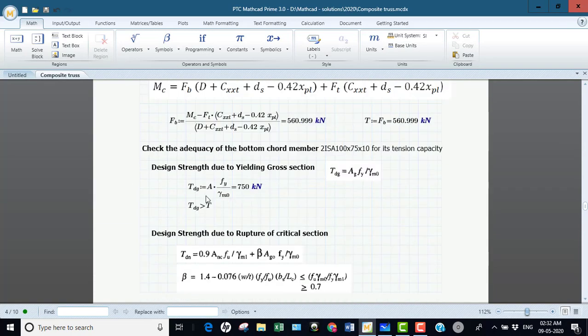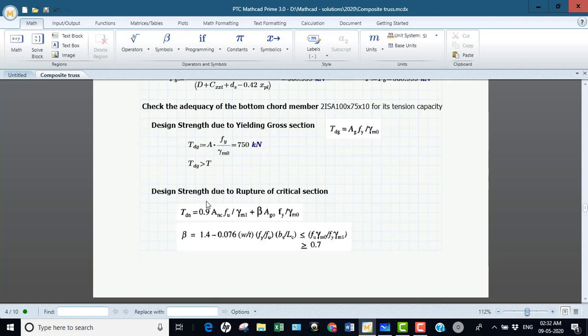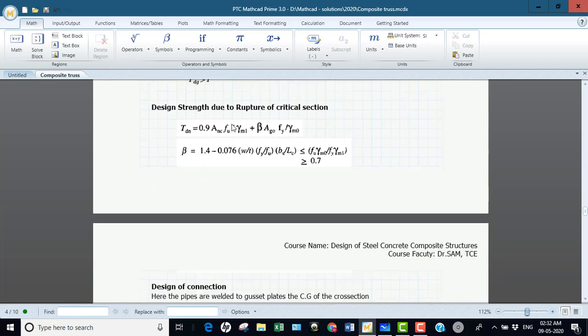The first check is yielding of cross section. I am taking the yielding capacity as 670. Your force expected is this, but your capacity is larger. But according to IS 800, the tension capacity is the smallest of the three criteria. So I am calculating the capacity for rupture at critical cross section. Since it's an angle, I am taking this expression. Here the angles are connected at one leg, so it is affected by the shear lag effect.